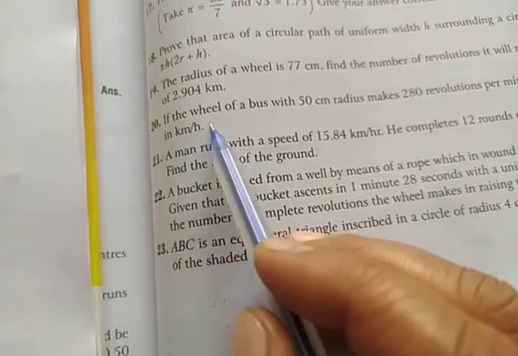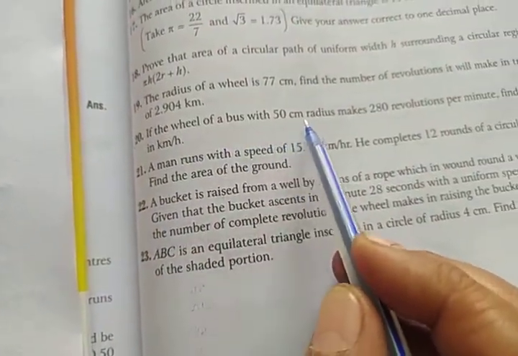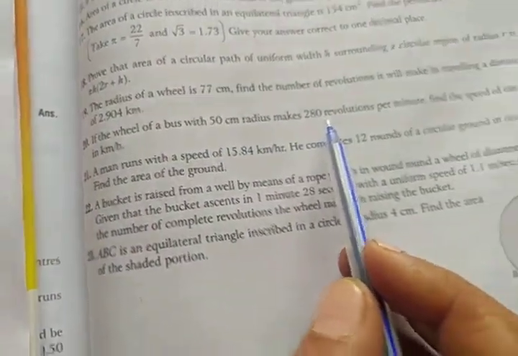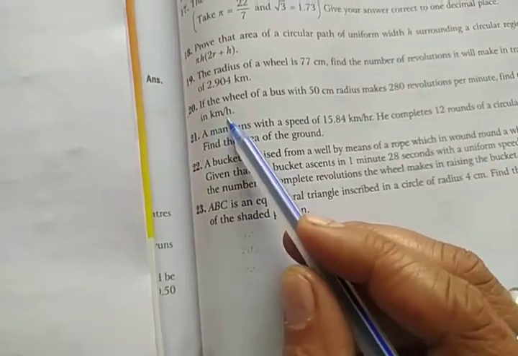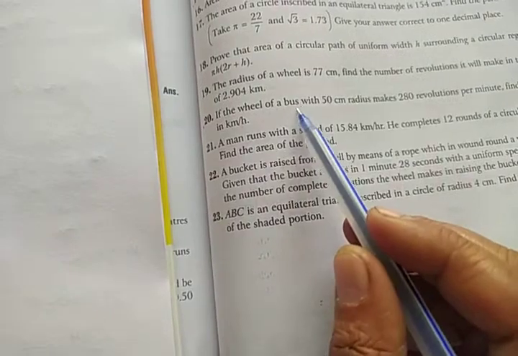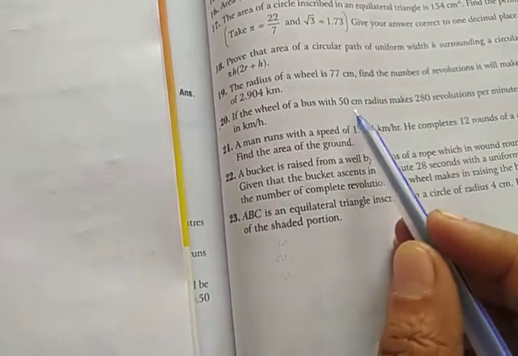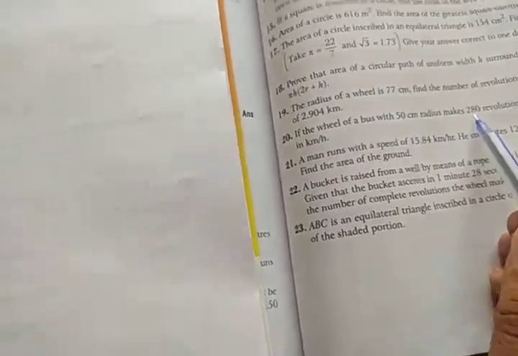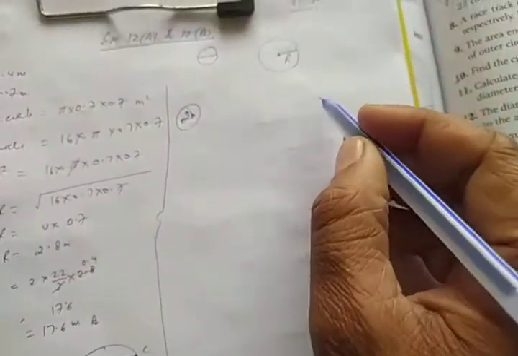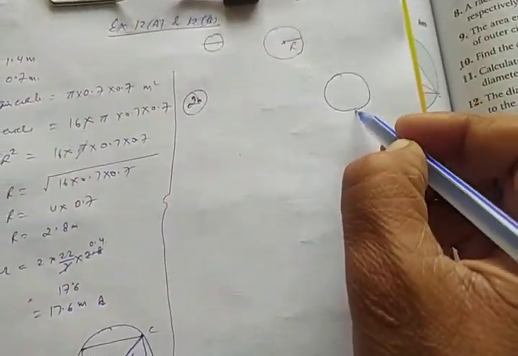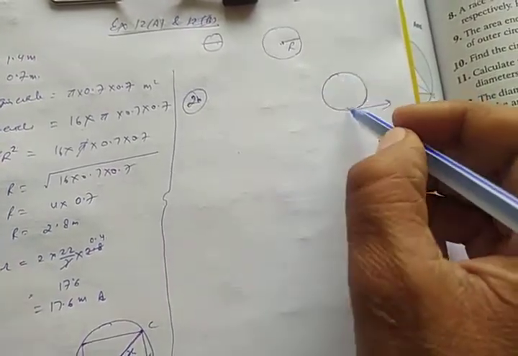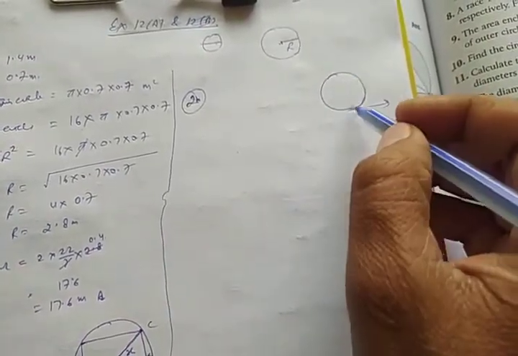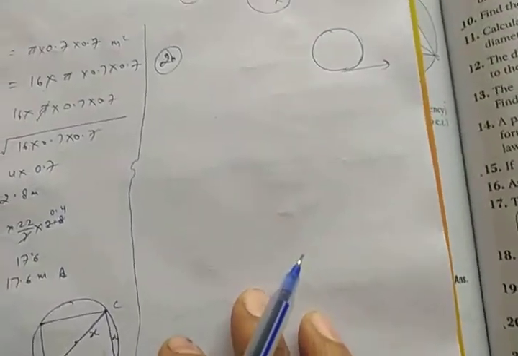Question 20 is saying: if the wheel of a bus with a 50 centimeter radius makes 280 revolutions per minute, find the speed of the bus in kilometer per hour. So the radius is 50 and it is making 280 revolutions. In this question you will have to calculate the circumference of the circle, because when it moves on the road, its circular surface, the circumference or perimeter, will cover the distance.